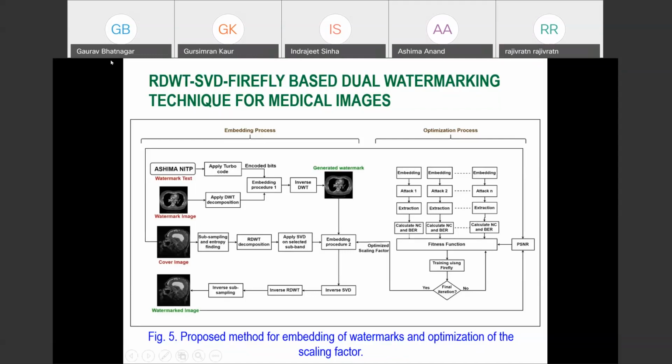Firefly is basically a nature-inspired swarm intelligence optimization technique, which is inspired by the flashing light of the fireflies. It basically works on the fact that the less bright fireflies are attracted toward the brighter fireflies, making the brightness of the firefly the objective function.